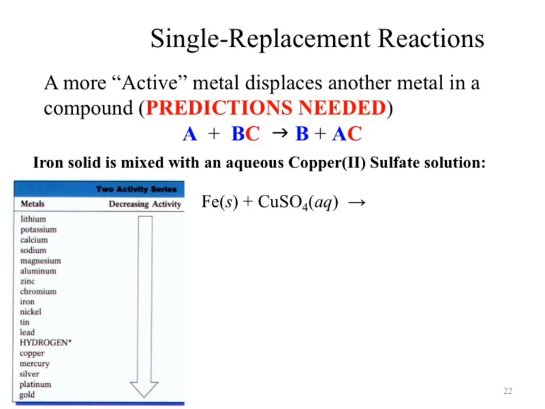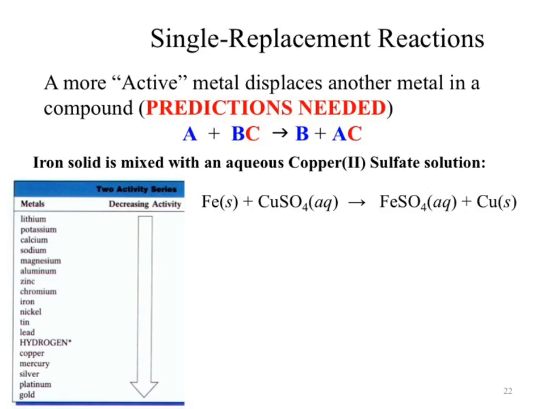So if we take this back to our equation, we said iron was more active than copper because it wanted to be with a partner. Let's take a look at our table. Where is iron on the table? About halfway down.